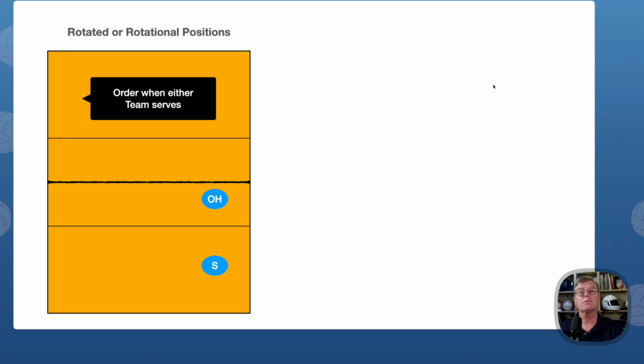But this would assume we're serving. We'd have an outside, a middle, an opposite or right side hitter, and another outside and another middle, and that would be how we would be set up.